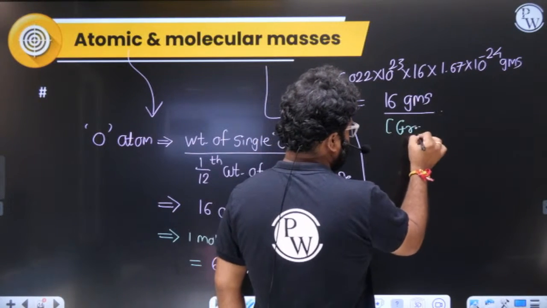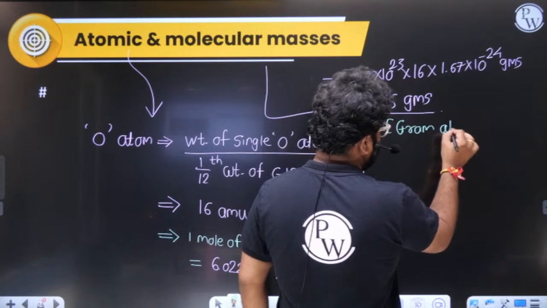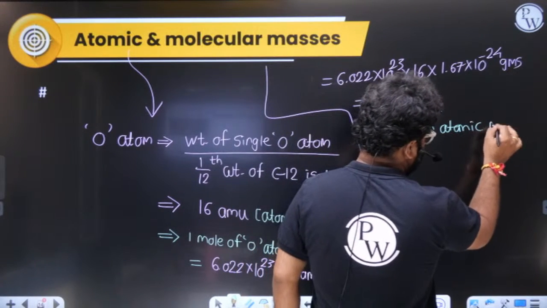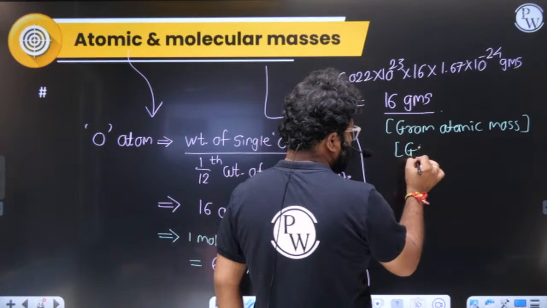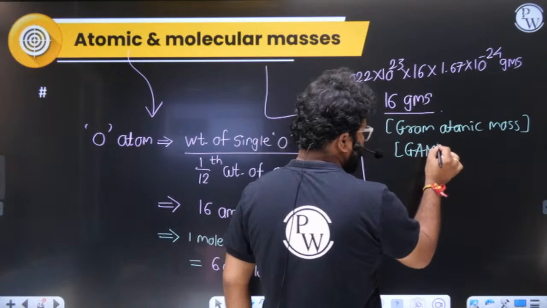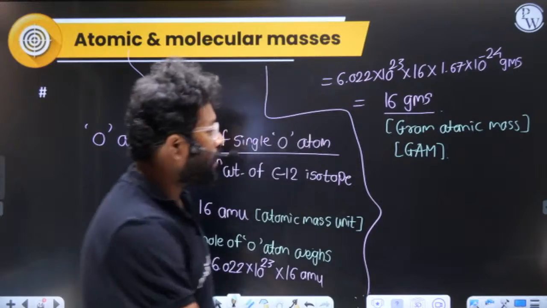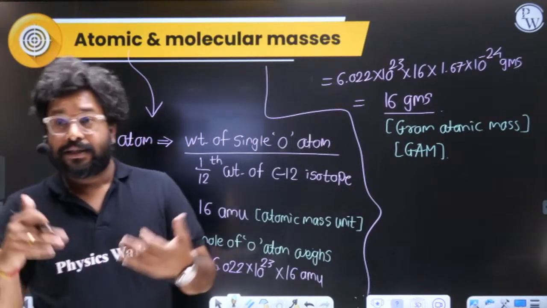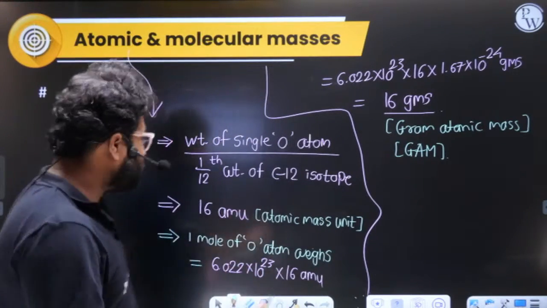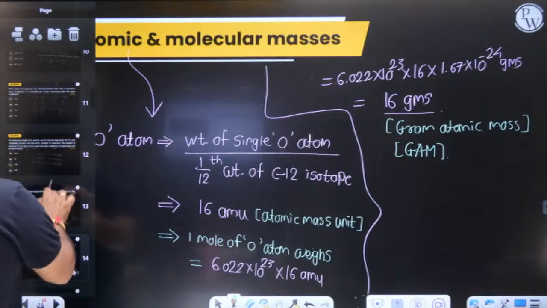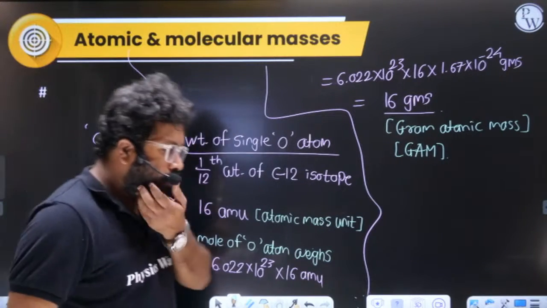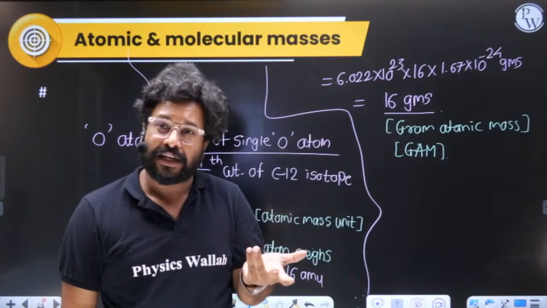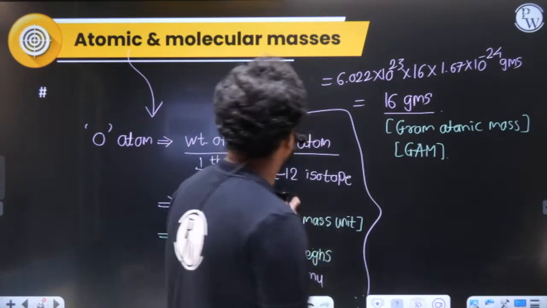So this is gram atomic mass. That is what you write as GAM, gram atomic mass. Now the same thing is applicable for the gram molecular mass as well, right?